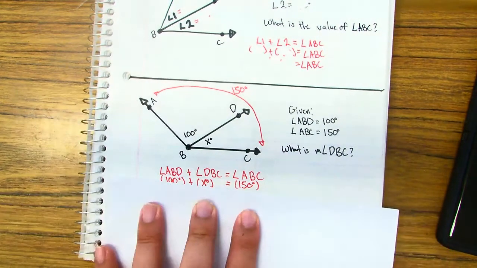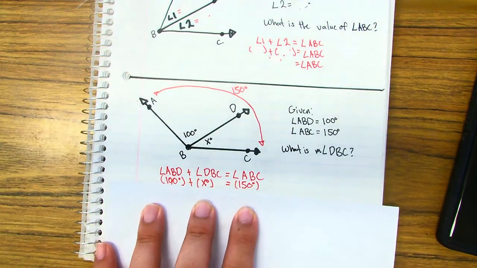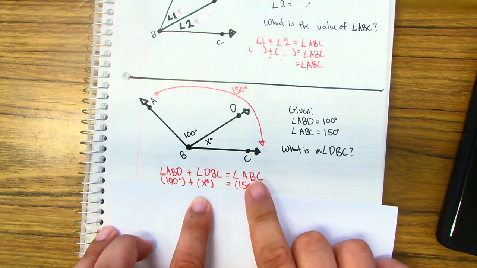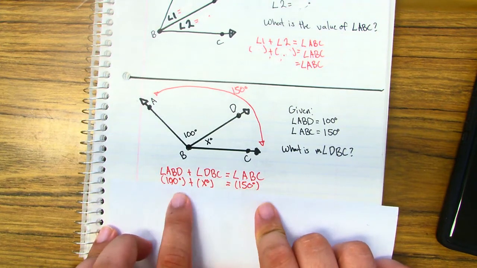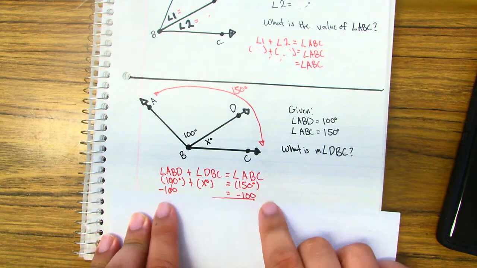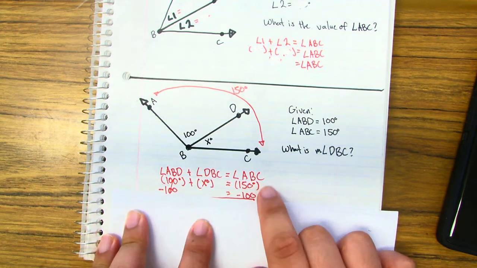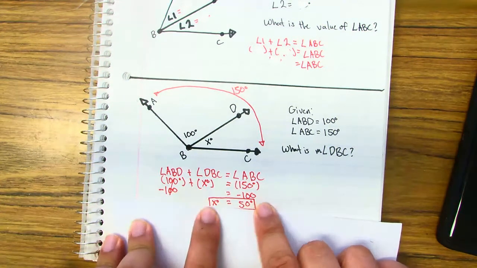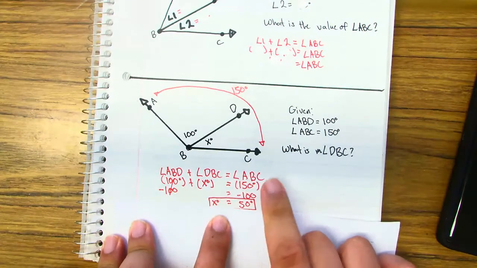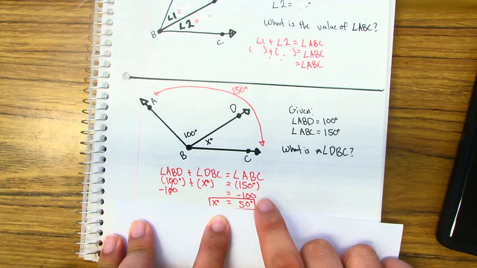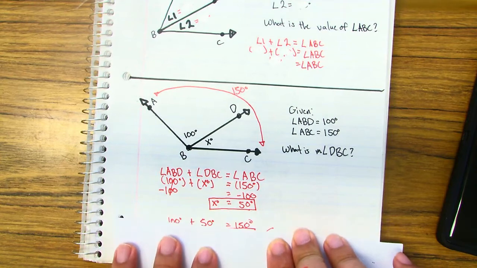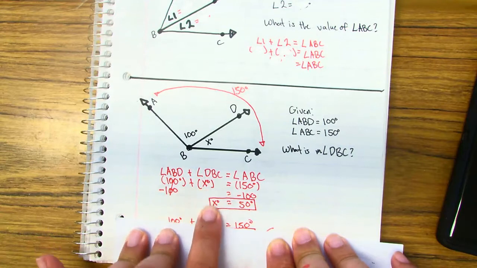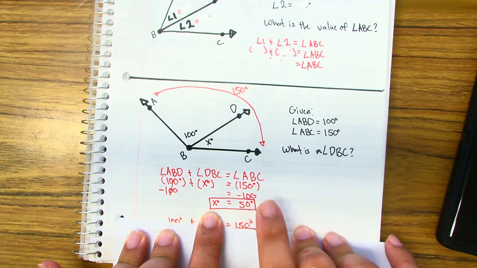Okay. Next, I'm going to just solve it like an equation, right? The next step is I'm going to remove 100 away from the variable X and combine it with 150. 100 minus 100 on both sides of the equation. This will equal 0. 150 minus 100 equals 50. I drop down the X degree, and the X degree of DBC, sorry, the degree of angle DBC equals 50 degrees.